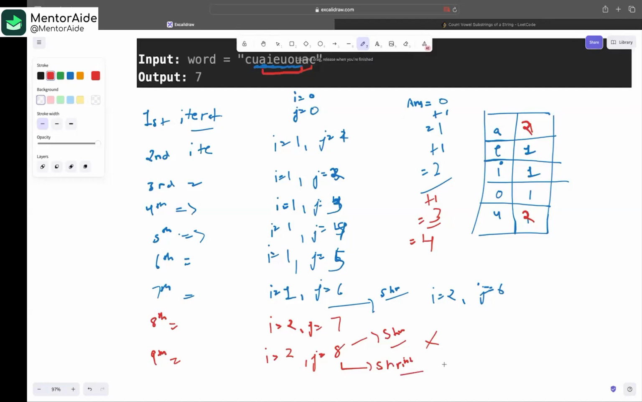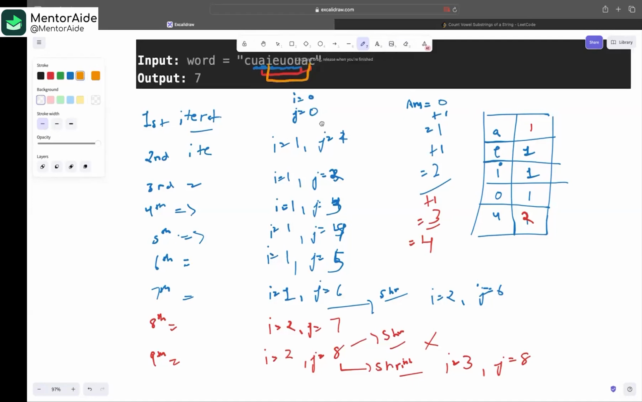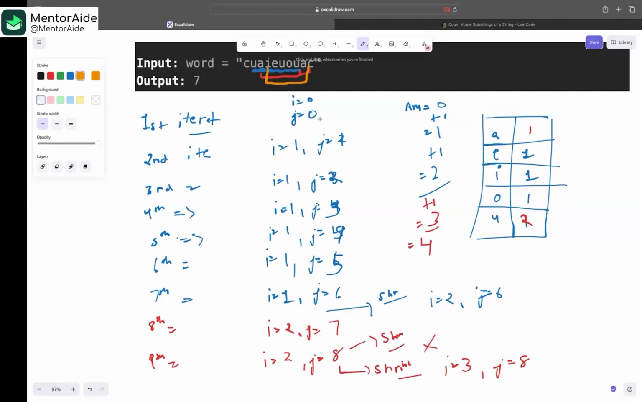After shrinking, what will be the value of I? I will be 3 and J will still remain same. And the value of A will be what? 1. 1. And what is our new window which is currently holded? It is this one. This 2, this one. Now, can we shrink more? No, if we remove I, then the length of hash map will reduce. Okay.